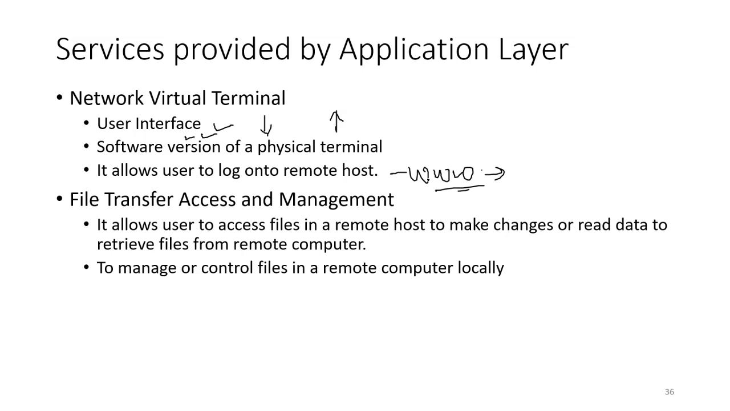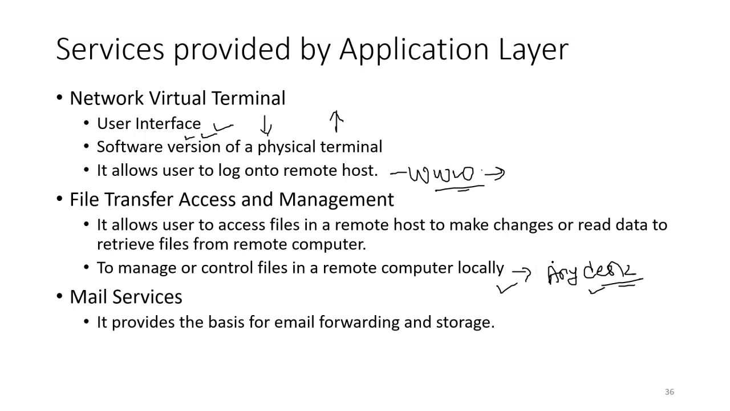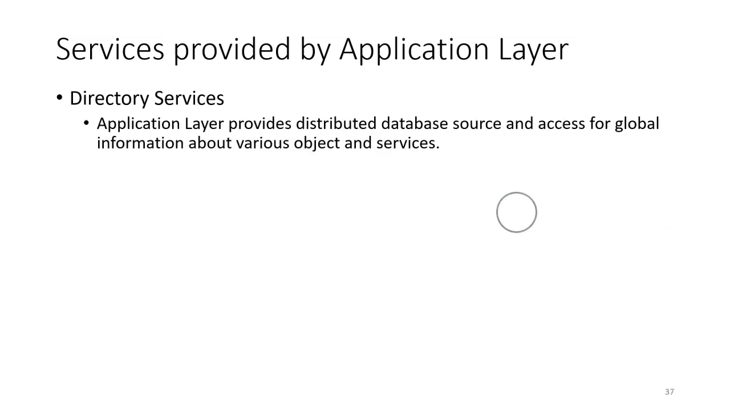The application layer manages or controls files in a remote computer locally. The best example is an AnyDesk type of system. With the help of AnyDesk, we can access a remote computer locally. Then next is the mail services. Under these mail services, the application layer provides the basis for email forwarding and storage. Means for entire email functioning, the application layer acts as a platform. Along with that, with the help of the application layer, we can forward email or we can store information associated with email services. Next is the directory services. Under this, the application layer provides distributed database sources and access for global information about various objects and services.